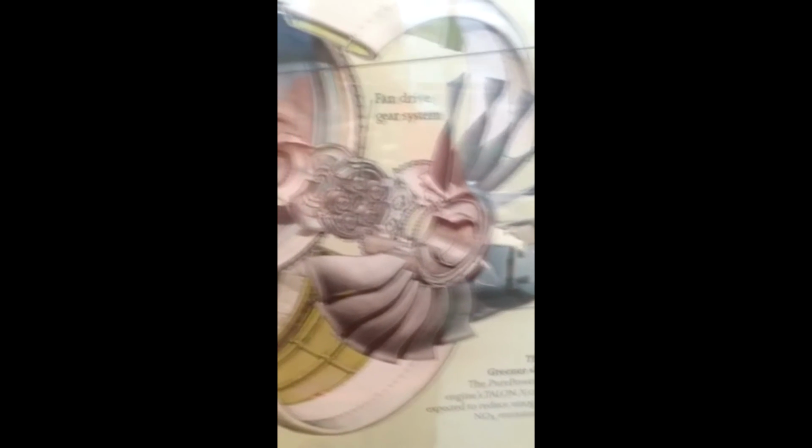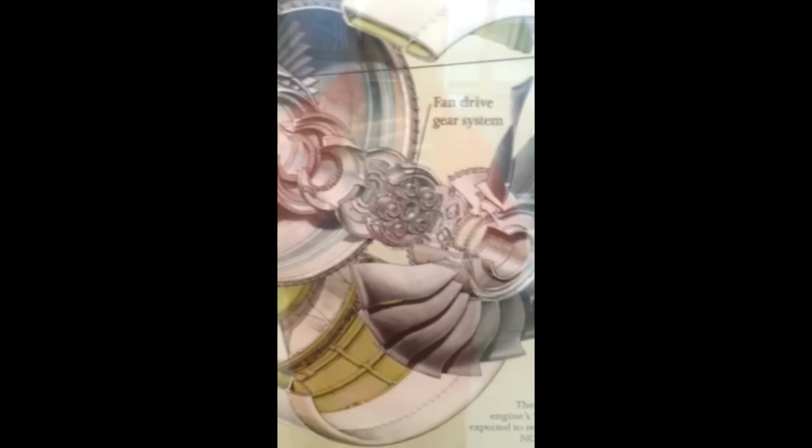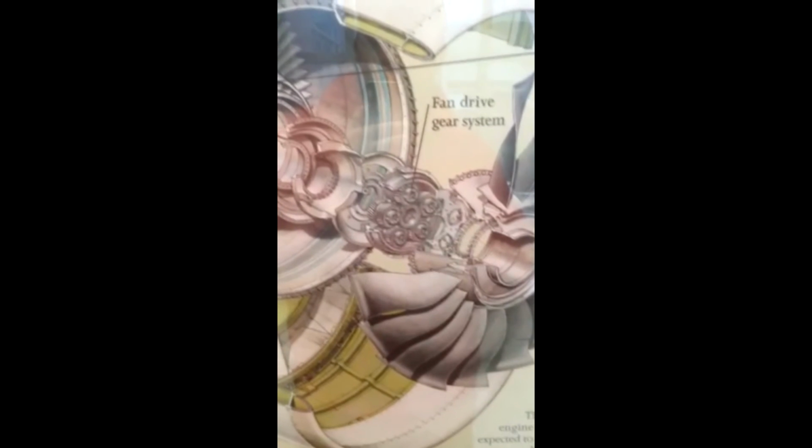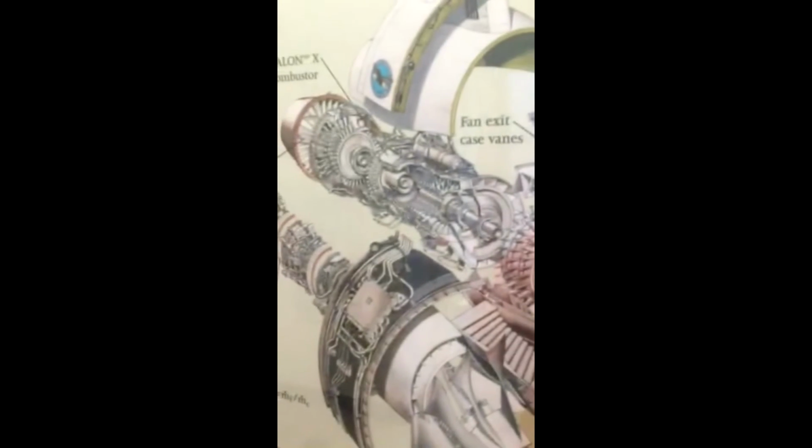To solve this issue, Pratt & Whitney invented a fan drive gear system that allows the turbine to spin at a faster speed than the fan.